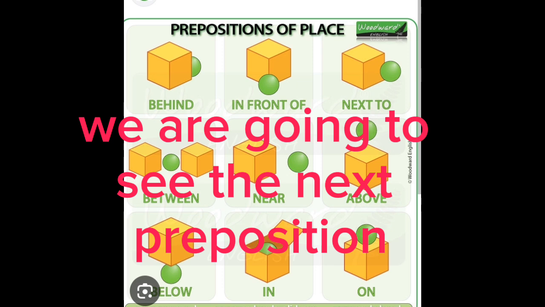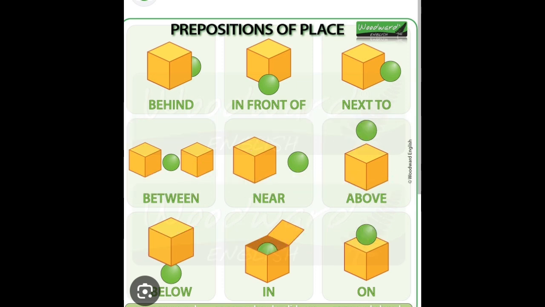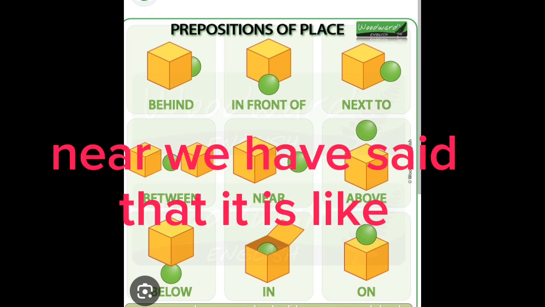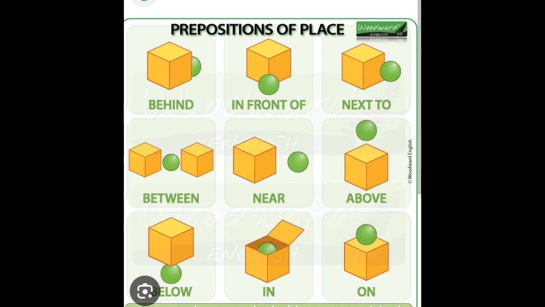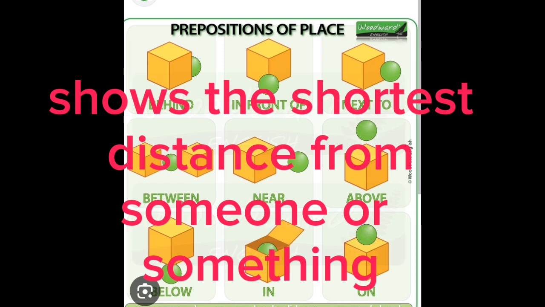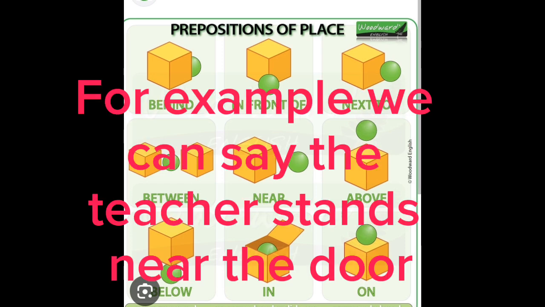Then we are going to see the next preposition, the fifth one, near. We have said that it is like beside or next to. It also shows the shortest distance from someone or something. We can say the teacher stands near the door.